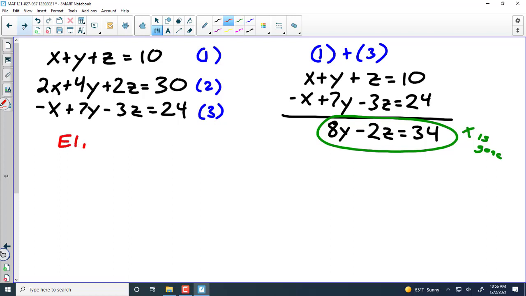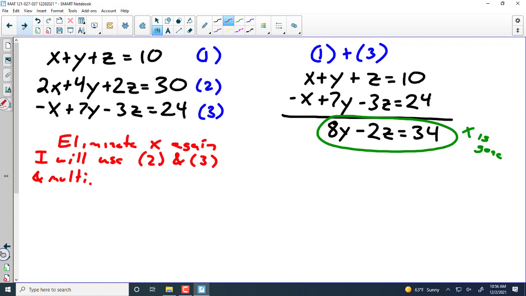So if we're eliminating x again, here's what I'm thinking I'm going to do. I will use 2 and 3 and multiply 3 by a 2. I'll use this equation and this equation, and if I multiply this third equation by a 2, then when I add them together, the x's will go away. Everyone cool with that? This is important. If this doesn't make sense to you, you're not going to enjoy this section at all.